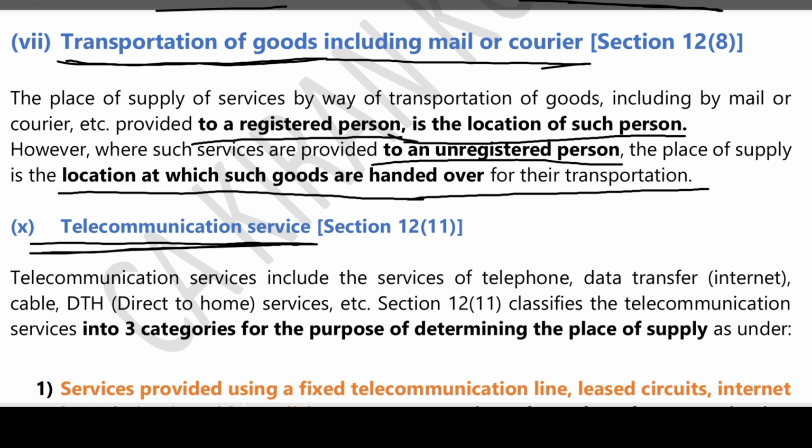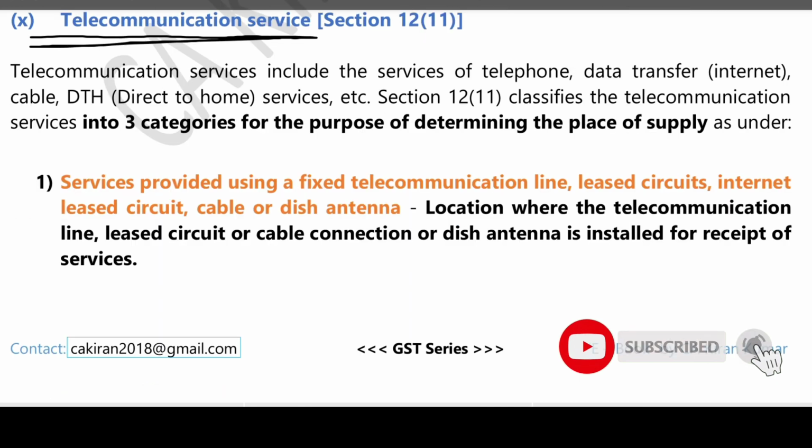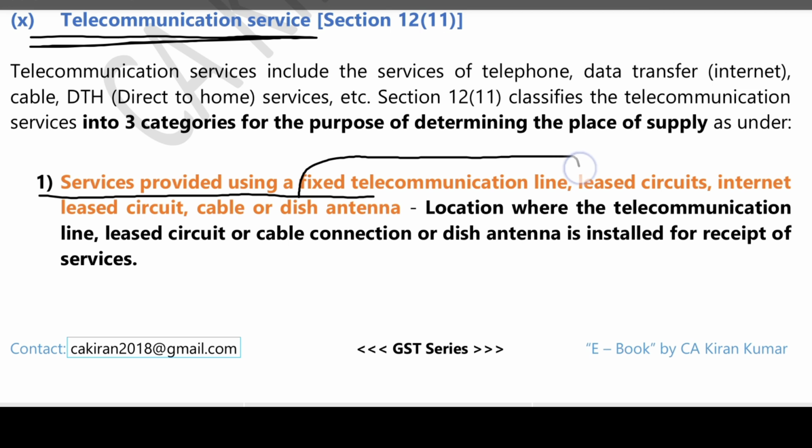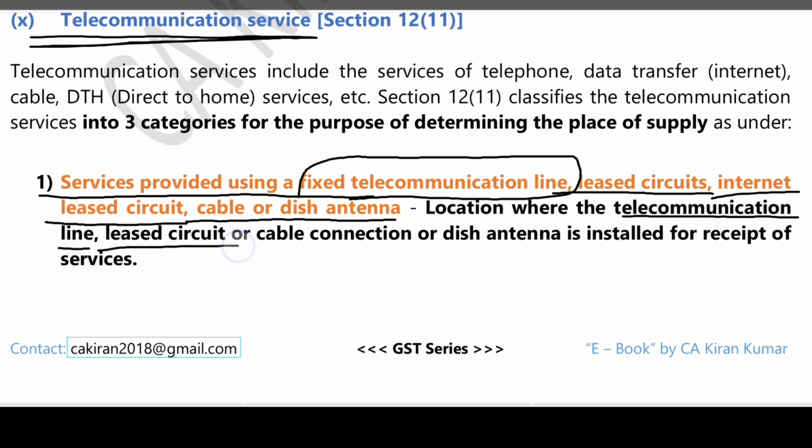And in case of telecommunication service, you have three categories, because there is prepaid service, postpaid service and other services also. We need to discuss one by one. In case services are provided using fixed telecommunication line, leased circuits, internet leased circuit, cable or dish antenna, then the location where the telecommunication line or leased circuit or cable connection or dish antenna is installed for the recipient of service will be the place of supply.